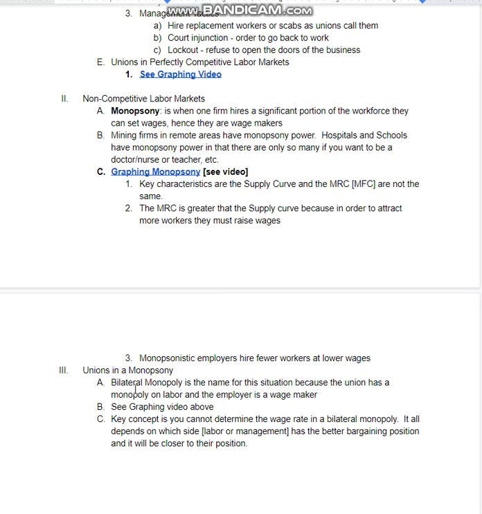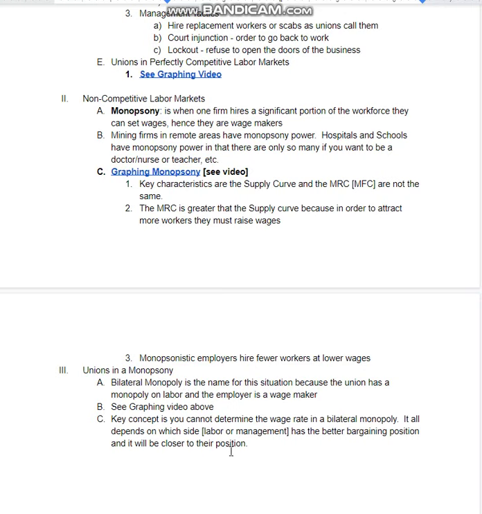So, what happens when you have a union and a monopsony? This is what we call a bilateral monopoly. And the name for this situation is because you have a monopoly in two areas. You have a monopoly on the union side in employing workers, and then you have monopoly power by the employer because they are essentially wage makers. And so in the graphing video on monopsony, I go through what happens when you have a monopoly.